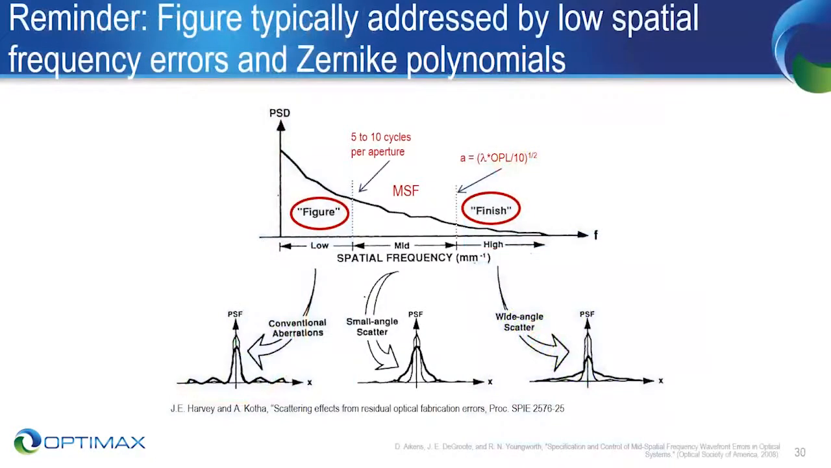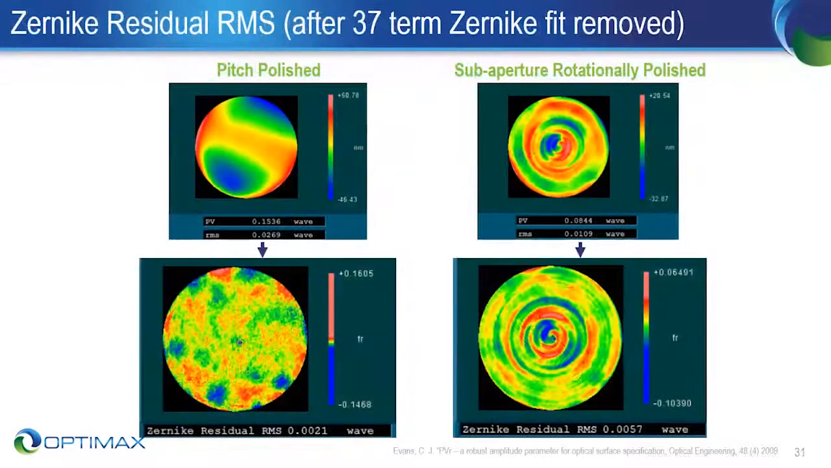So back to that visualization, another reminder. Figure is typically addressed by low spatial frequency errors and Zernike polynomials. Sub-aperture polishers are really good at removing that surface figure. And you can see this evident in this example here, if we use another tool, using the Zernike residual RMS, to really look at mid-spatial frequency errors.